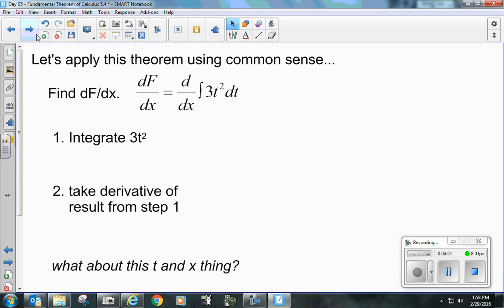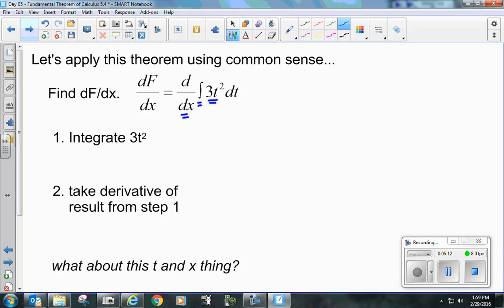Find df/dx. Let's apply this theorem using common sense. Okay, so now we're past the notation in the book. Let's actually just look at this and use some common sense, shall we? Okay, let's integrate. See what we got right here? We're going to take the derivative of the integration of 3t squared.